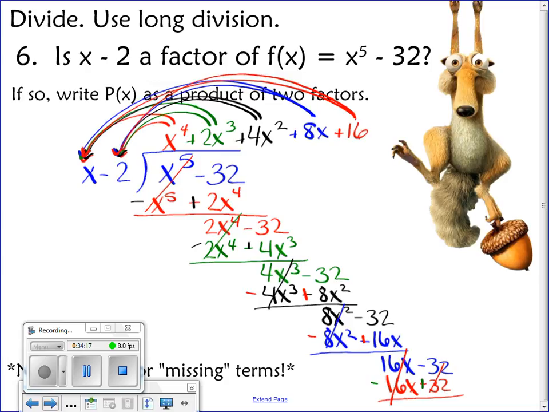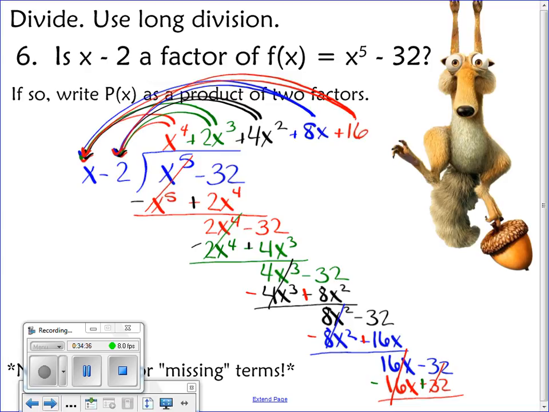Oh, 1, 2, 3, 4, 5. And this was x to the 5th. It depends what you're dividing by. Like if I was dividing by an x squared out here, that wouldn't work. It just depends what you're dividing by.